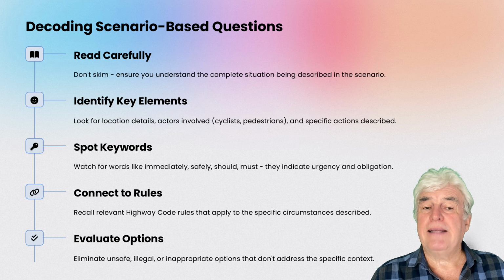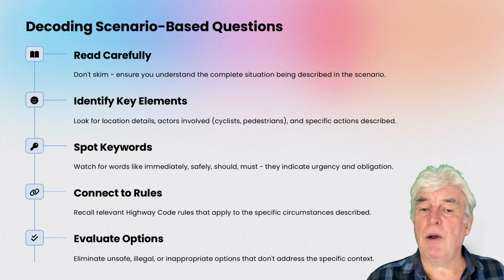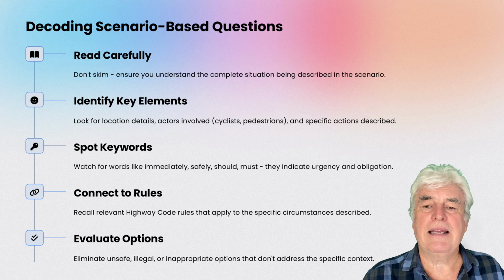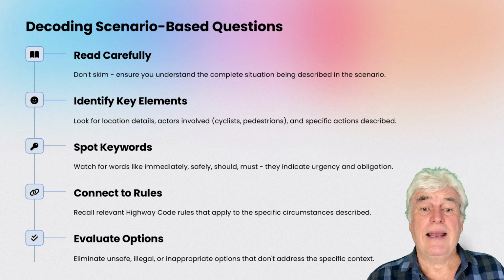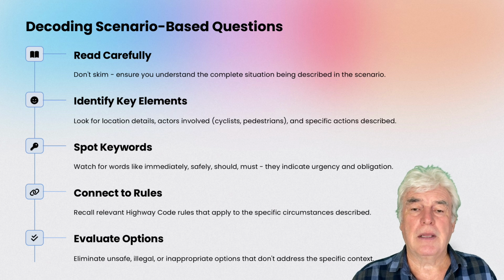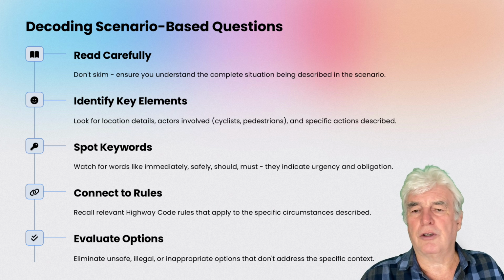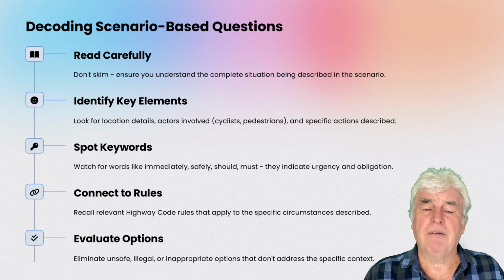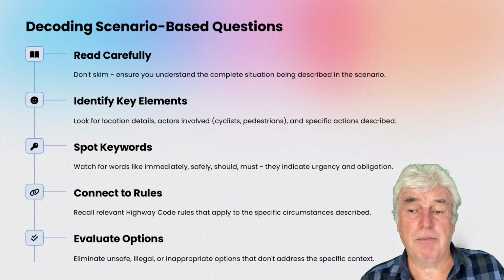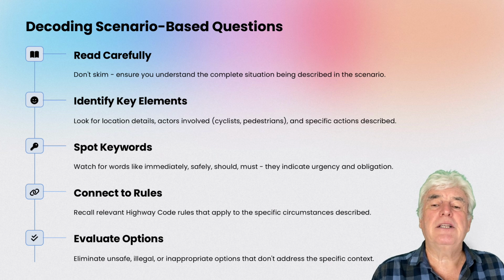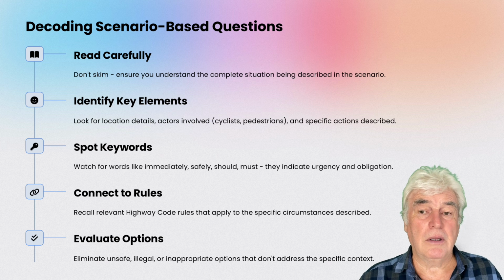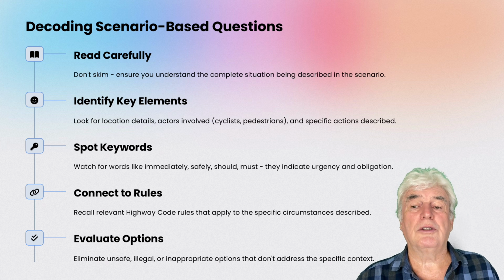2. Identify the key elements that we've just spoken about. Look for details about the location. For example, is it on the motorway? Is it an urban street? Look at the actors. That's, of course, the other people, the road users. For example, cyclists, pedestrians, or other drivers. And the action being described. For example, overtaking or stopping.